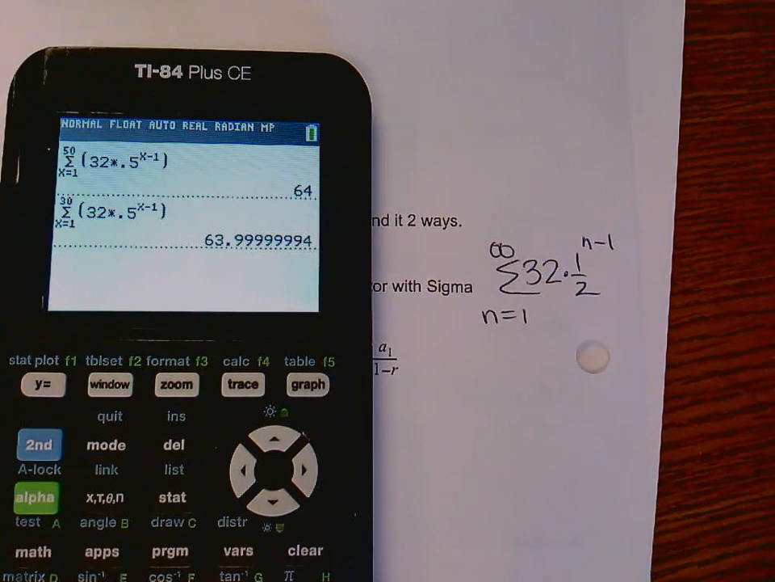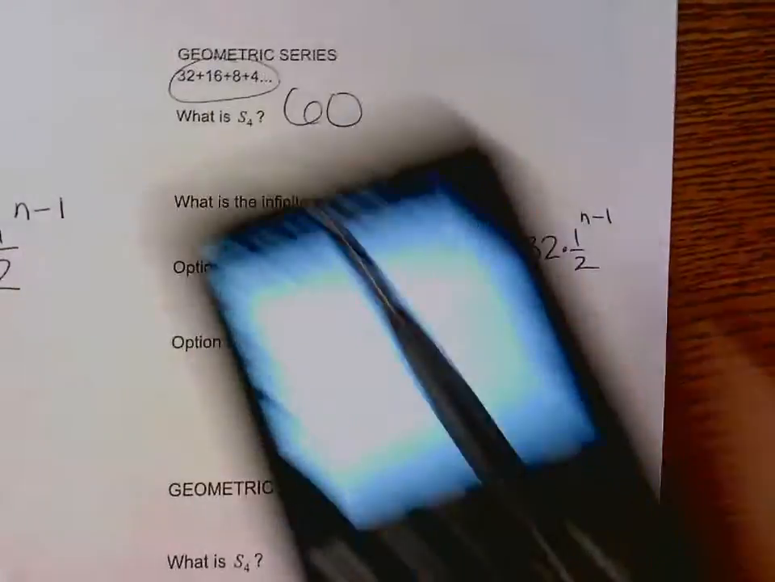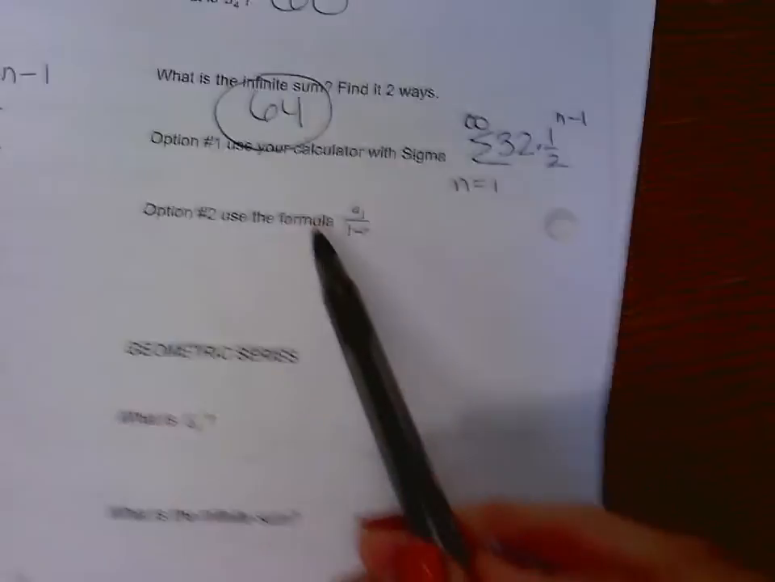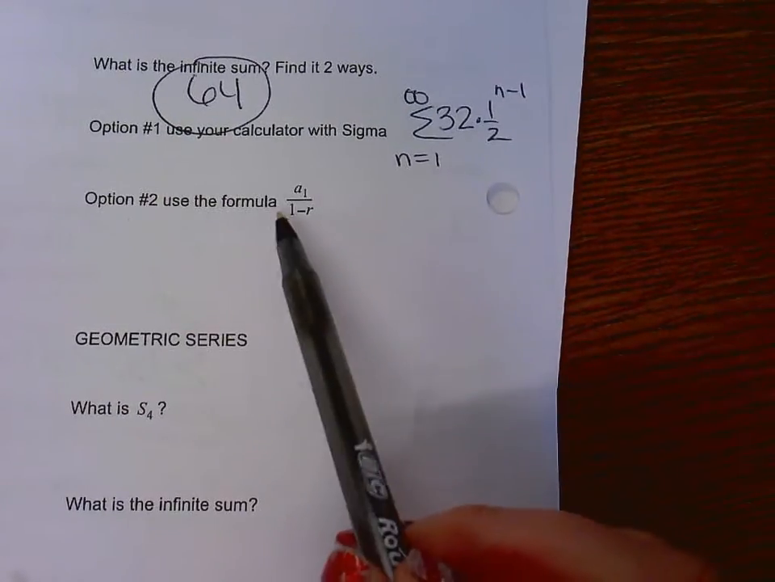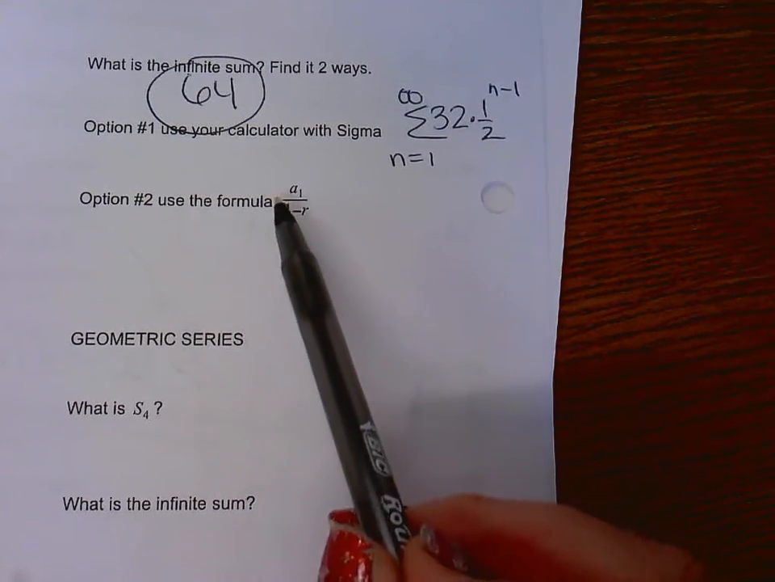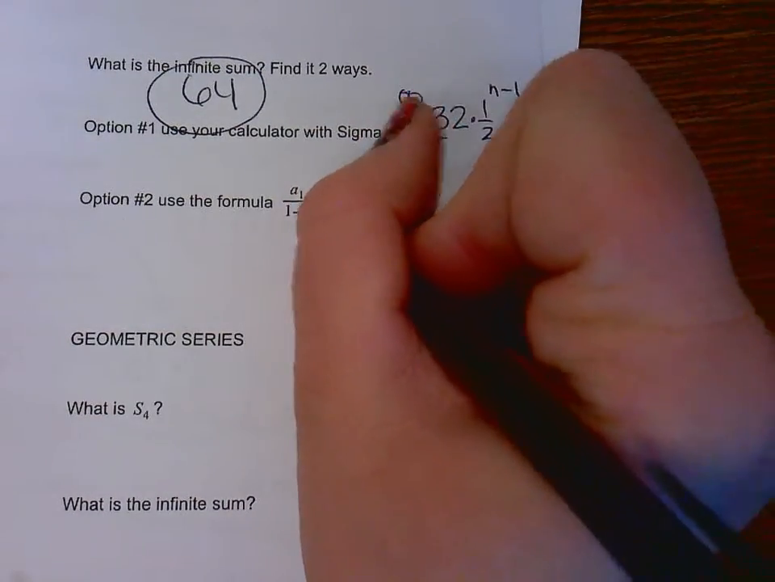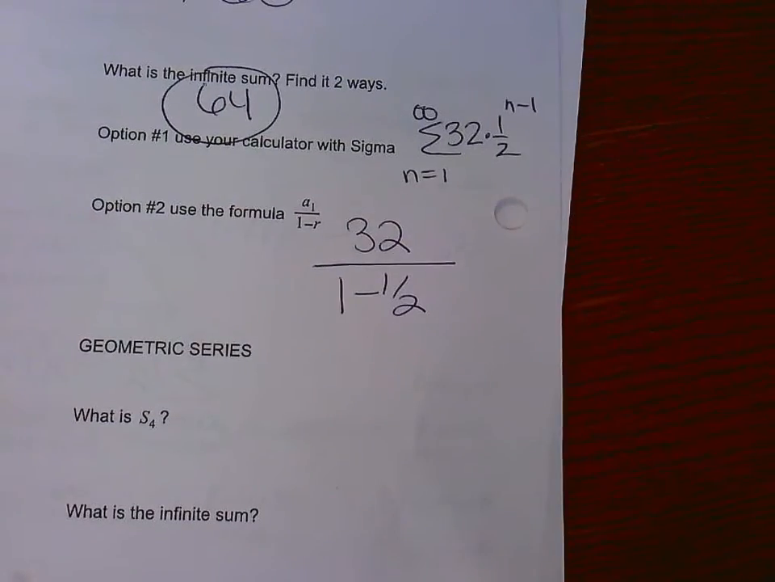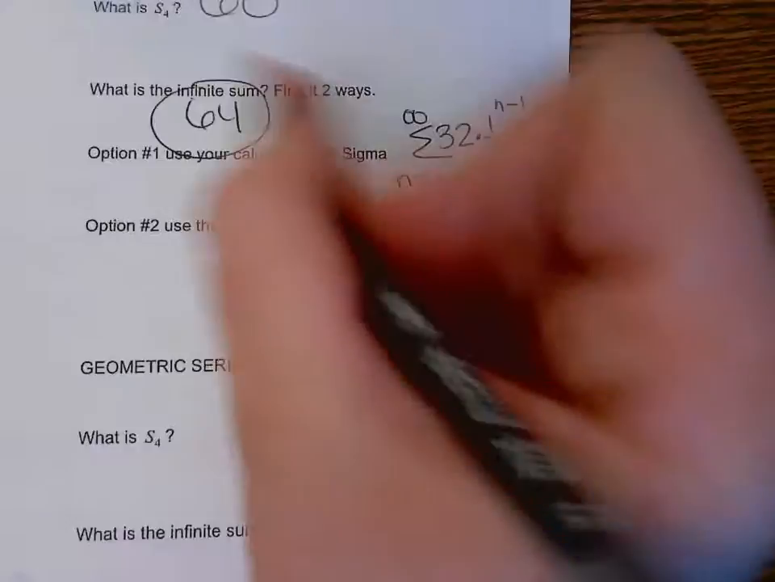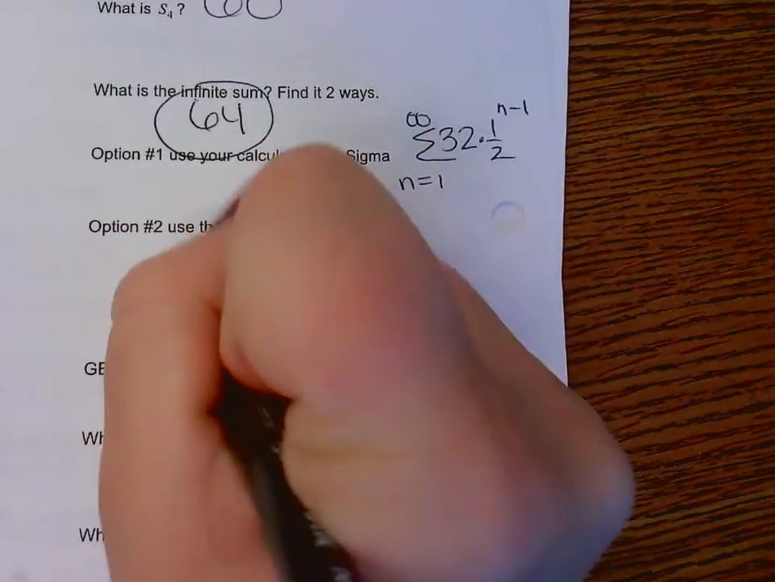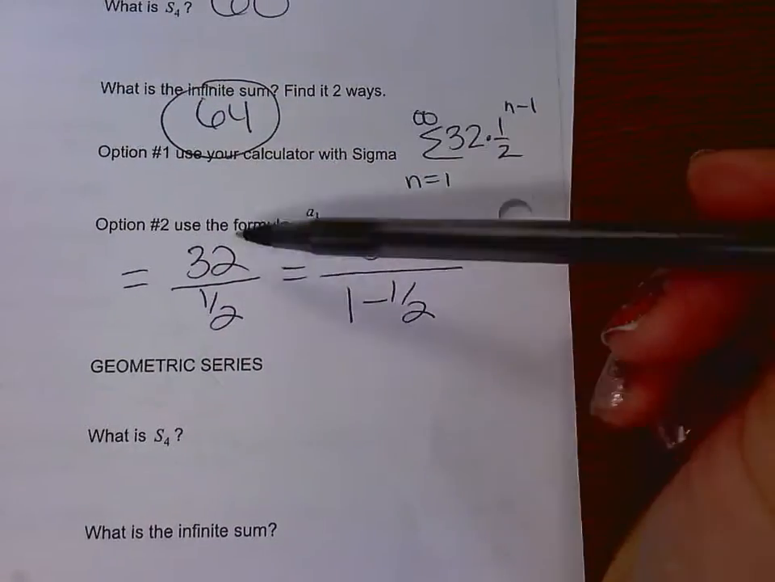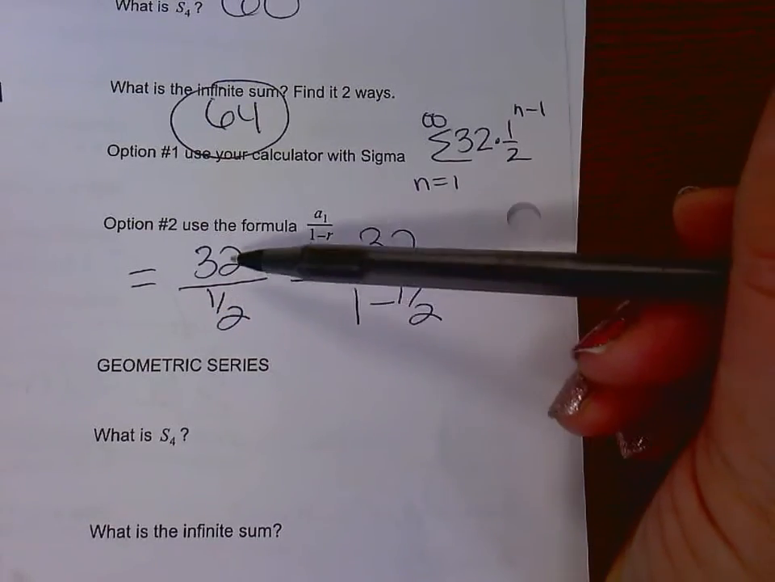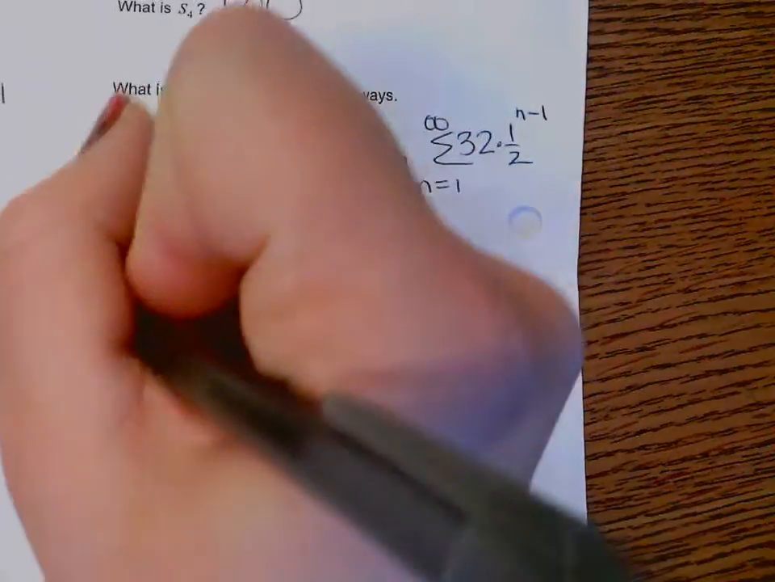All right, so why is it 64? Well, this formula is the converging formula for the geometric series. You take your first term, which was 32, and you divide by 1 minus your ratio. 1 minus a half is a half. So it's actually 32 divided by a half. When you divide by a fraction, you multiply by the reciprocal. So see how 32 divided by a half would actually be 64?